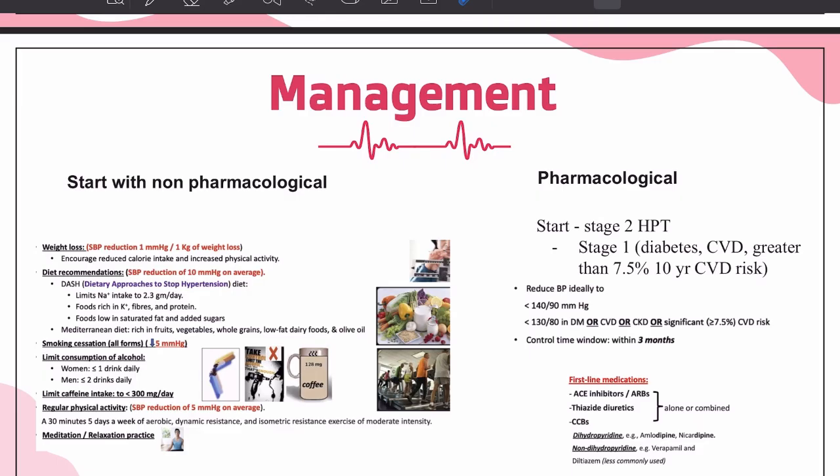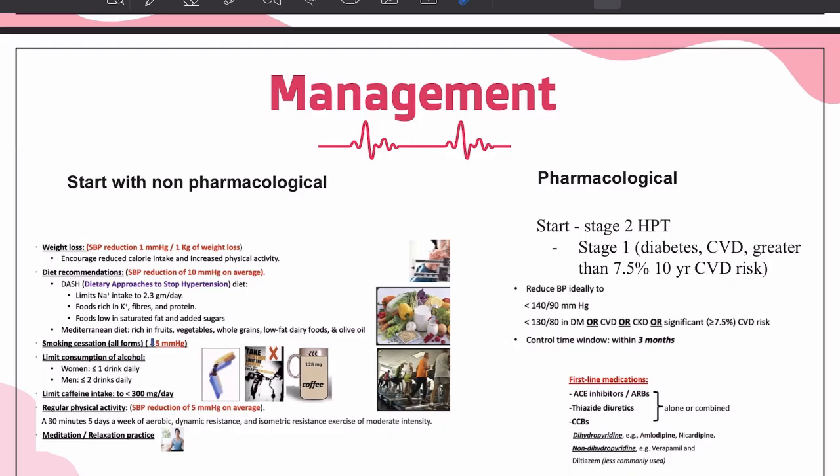So these patients with stage 1, I'll drop them to 130 and 80. So 130 over 80, within 3 months. You never suddenly drop blood pressure, especially if it's really high. First line, again, we spoke about them, your ACE inhibitors, your diuretics, and your calcium channel blockers. You go based on almost like you're following a spectrum.